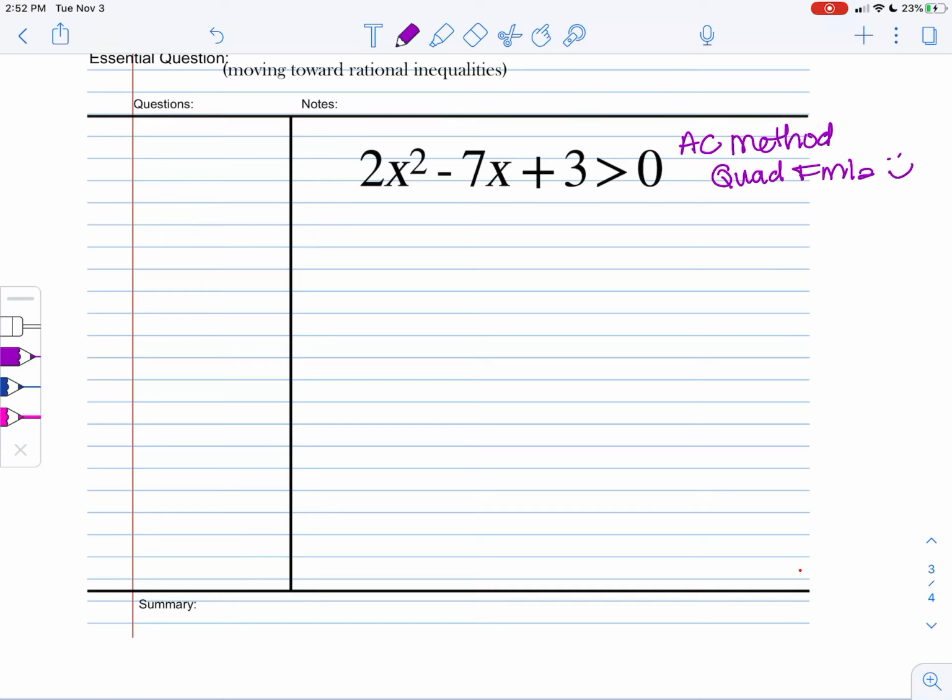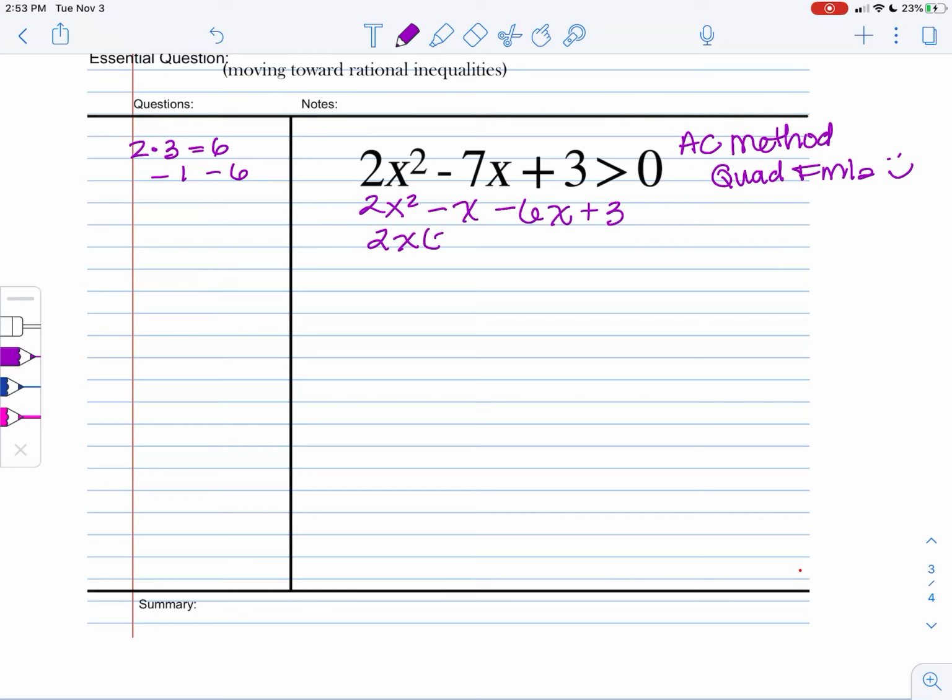All right, so I'm going to see what I can do. AC method. So 2 times 3 equals 6, and factors of 6 that add to -7. I'm going to say 2x squared minus x minus 6x plus 3. Remember, for now, I'm treating it as an equal sign. I'm not too worried about that.